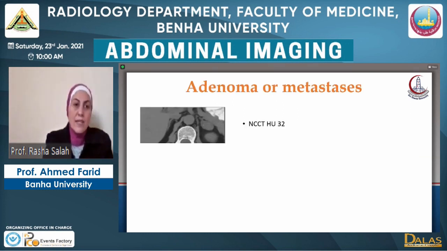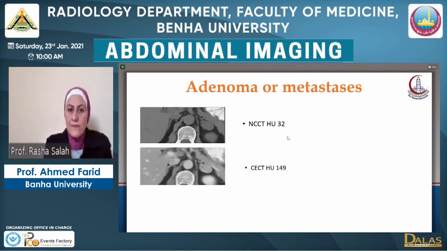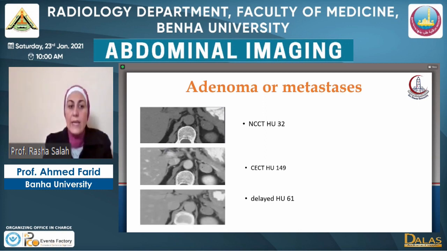Let's check this example for assessing the Hounsfield unit and the calculation of the washout. This is a left suprarenal mass. It has a non-contrast CT Hounsfield unit of 32. After contrast, the Hounsfield unit becomes 149, and the delayed images show a Hounsfield unit of 61.